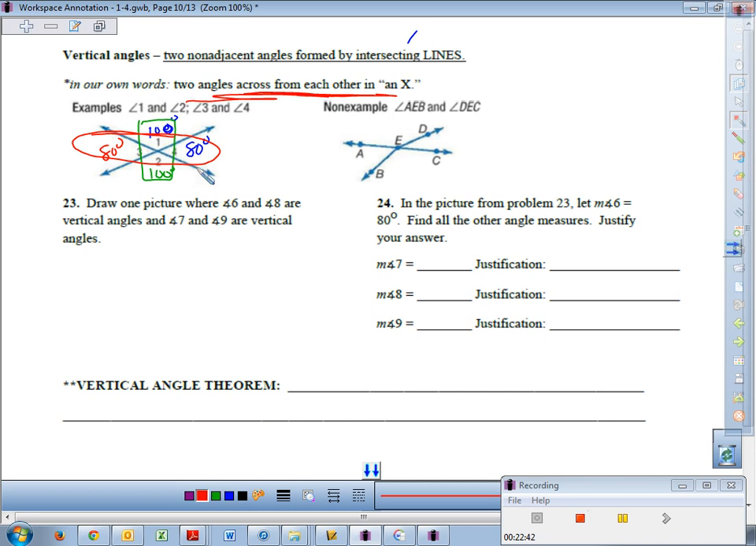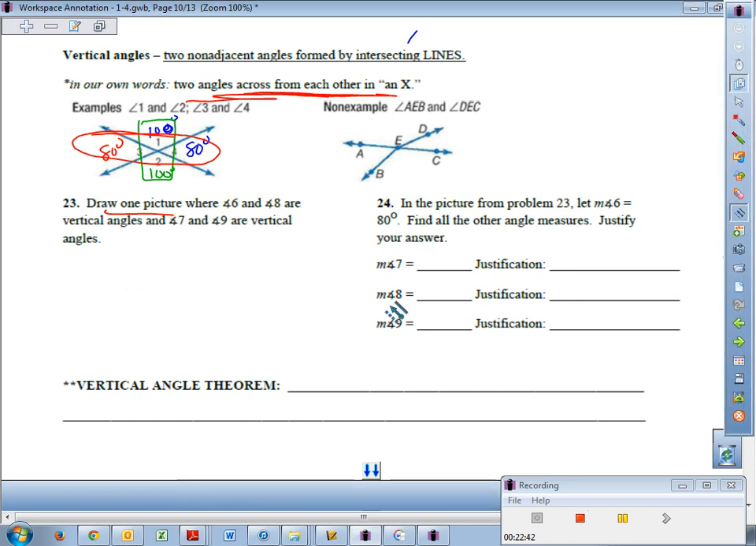Okay? So let's draw this picture. Draw one picture where angle 6 and angle 8 are vertical angles, and angle 7 and angle 9 are vertical angles. Let's see if we can do that. And here's the easy way the picture should look in the first place. Like an X. Two straight lines that form an X.